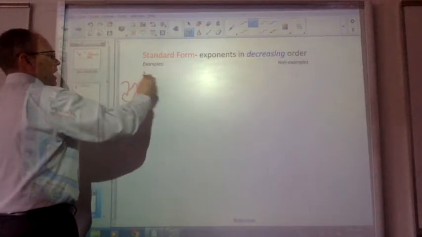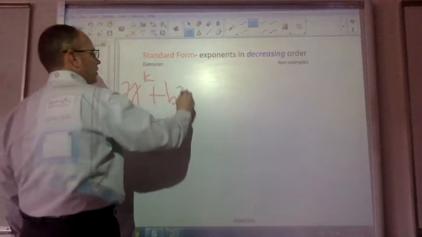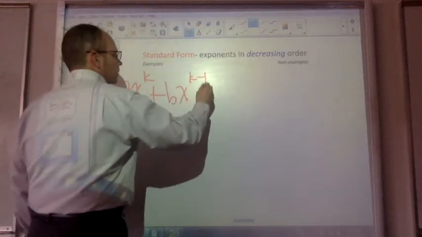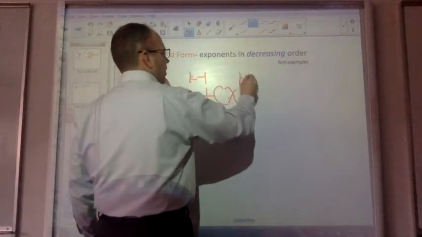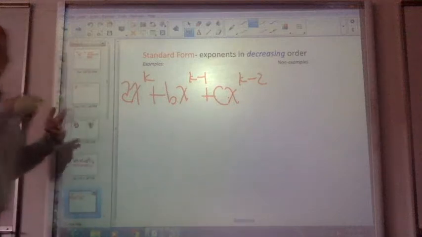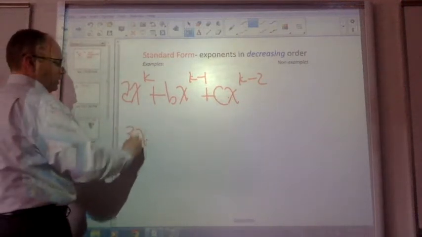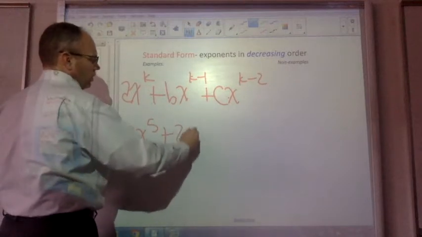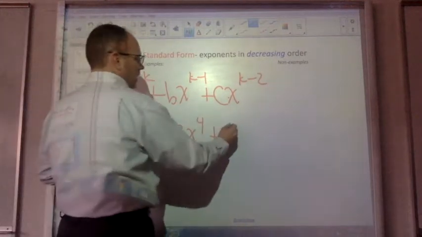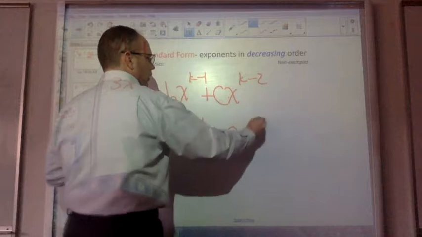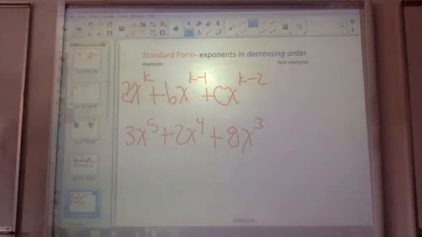So standard form, exponents in decreasing order. So again, just decreasing order. Ax to the k plus bx to the k minus 1 plus cx to the k minus 2. So now you're looking at it going, what does k mean? This could be the same thing as 3x to the 5th plus 2x to the 4th plus 8x to the 3rd. Okay, so descending order is how you put these in standard form.